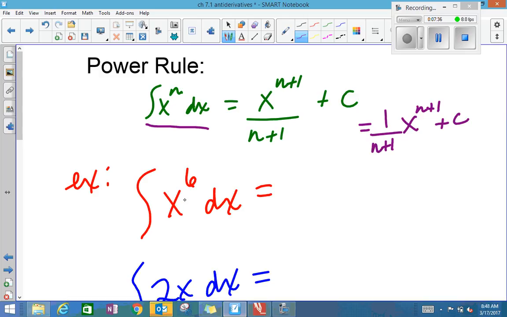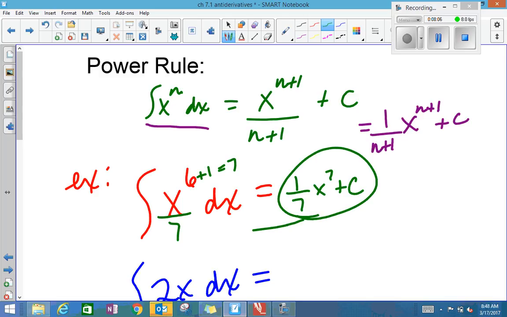If we want to find the antiderivative of x to the 6th, we add 1 to the exponent, which gives us 7, and then we divide by 7. So the antiderivative of x to the 6th is 1 over 7 x to the 7th plus c. If we were to take the derivative of this, we would get that. Another way to write that, if you like, is x to the 7th over 7 plus c. It means the same thing.